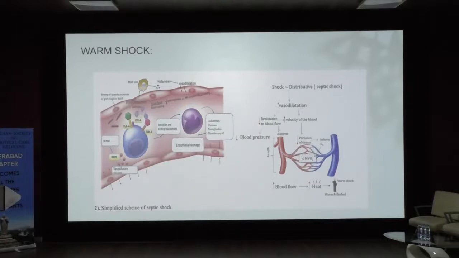what you can see in the left panel: maybe a cytokine storm, or attaching to the toll-like receptors and various mediators, leading to endothelial damage and activation, and everything leads to vasodilation. The end result is increased blood flow and increased vasodilation, and the patient appears warm.